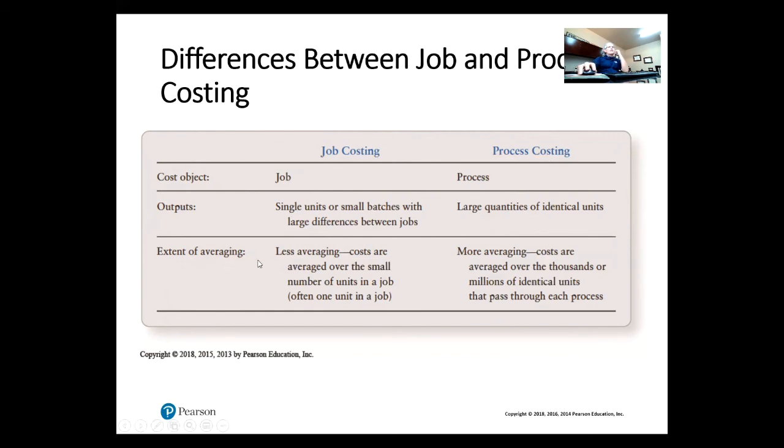And the extent of averaging, in job costing, we do that less. There's not as much averaging. Job costing costs are averaged over the small number of units in a job, often one unit in the job. While in process costing, there's more averaging involved. Costs are averaged over the thousands or millions of identical units that pass through each process.